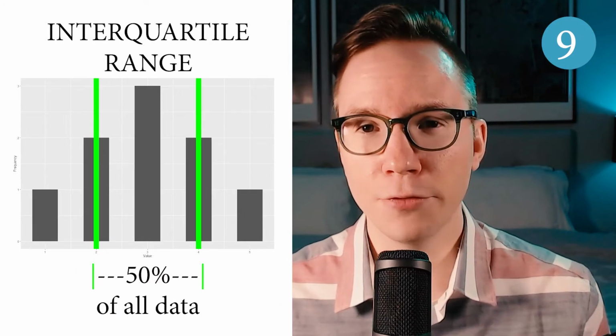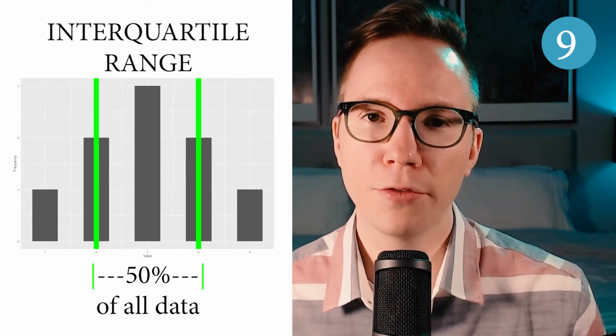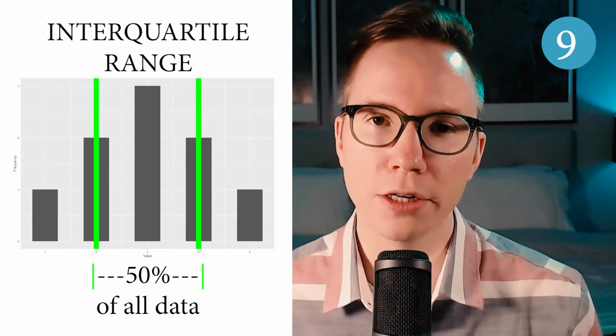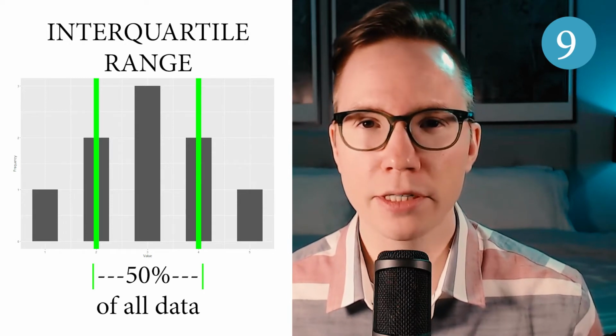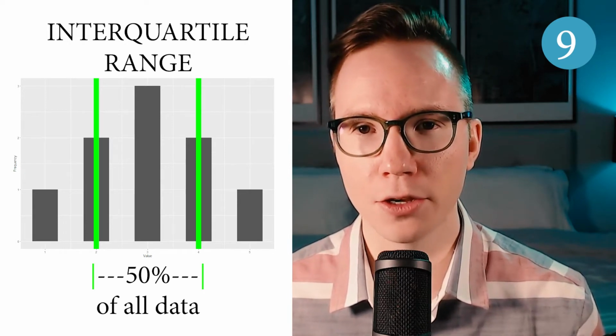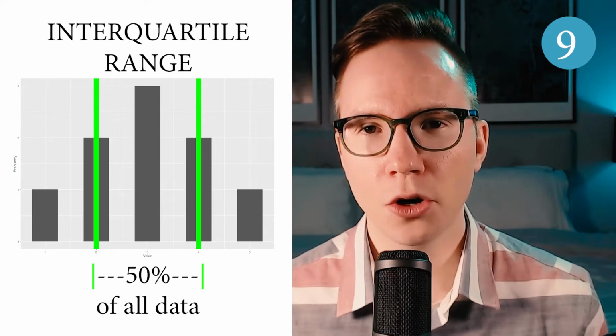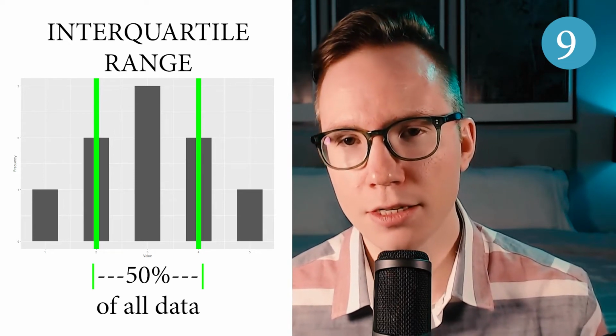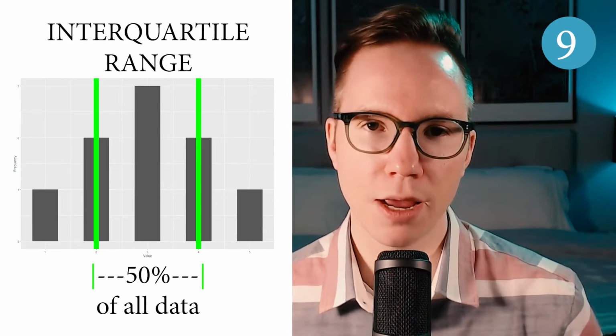So this is the difference between the lower 25th percentile value in your data set and the upper 75th percentile value in your data set. The interquartile range is thus the middle 50% of your data set. The next measure of dispersion is called the standard deviation.